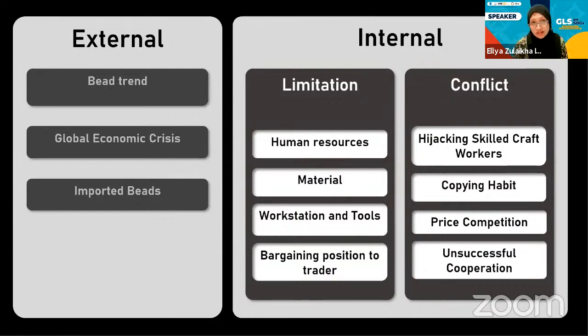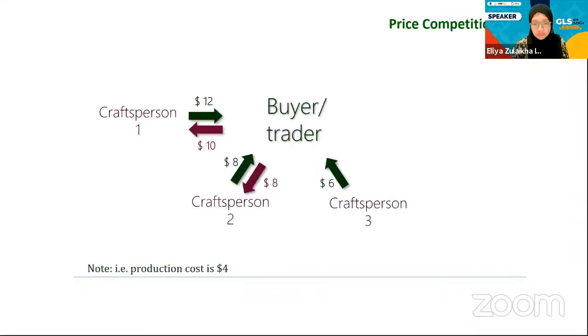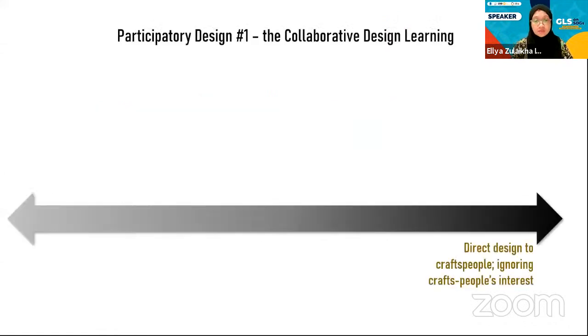Actually, there was an association, but because of lack of trust, the association led to conflict. When the money is coming, it is very sensitive to conflict. This is what happened. So this is the price competition that makes, for example, at the beginning, the price of one bead $12, but as time goes, it falls to $4, while the production cost is $4. So people actually work hard for nothing. So that is the situation there.